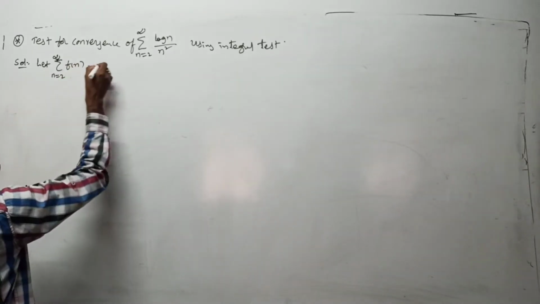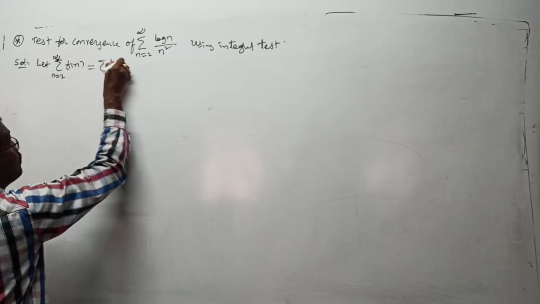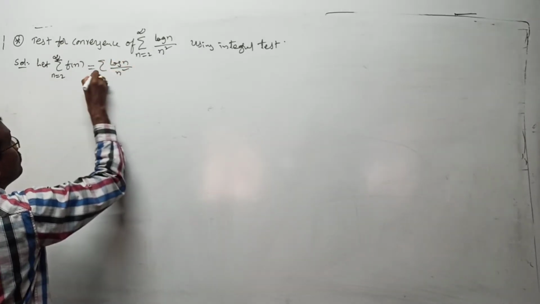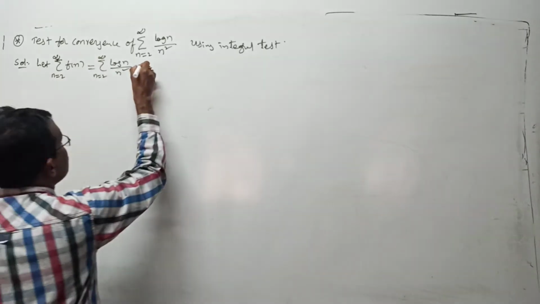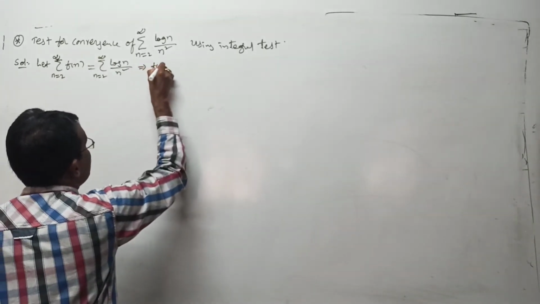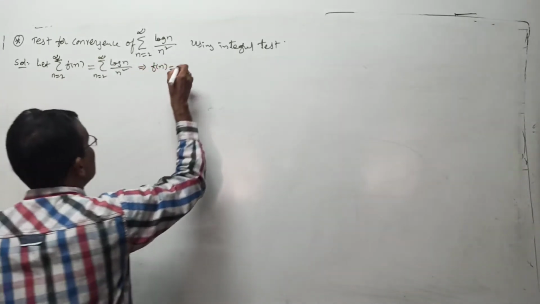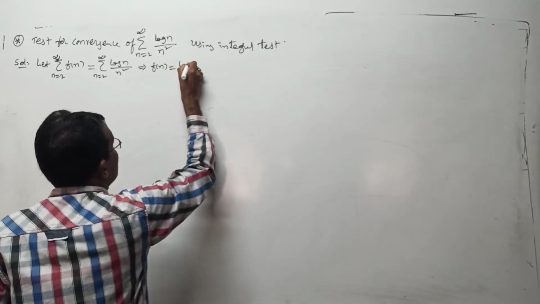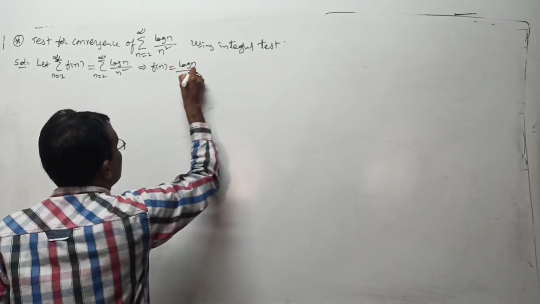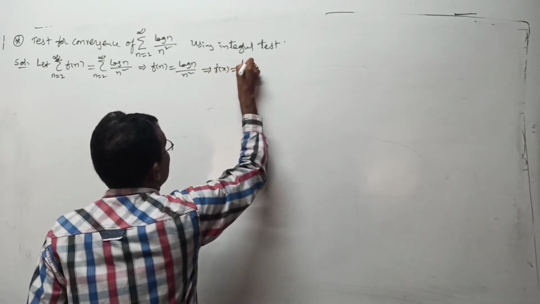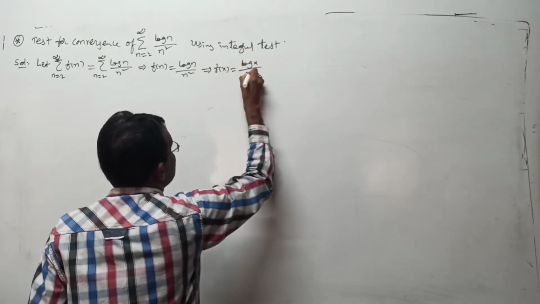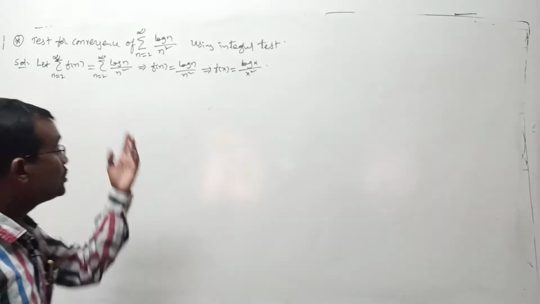Yes, it is sigma f of n, sigma log n by n square from n equal to 2 to infinity, right? This implies f of n is equal to log n by n square. This implies f of x is what? Log x by x square, right? This is your result.